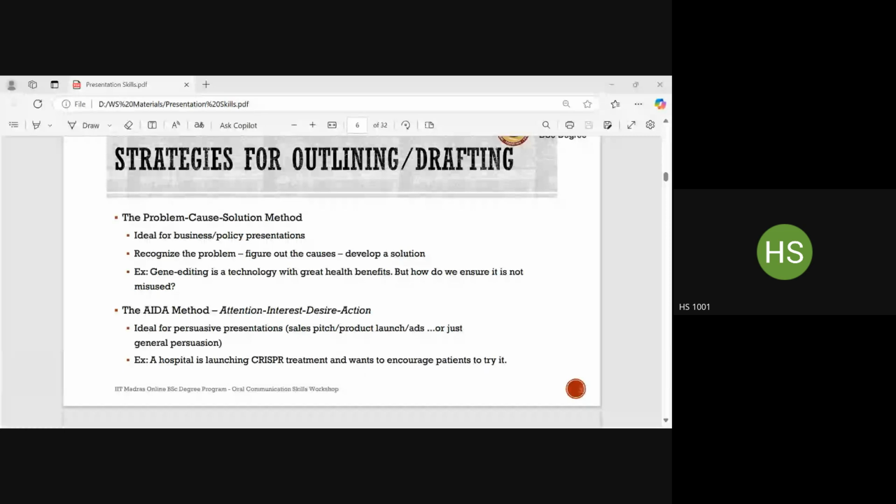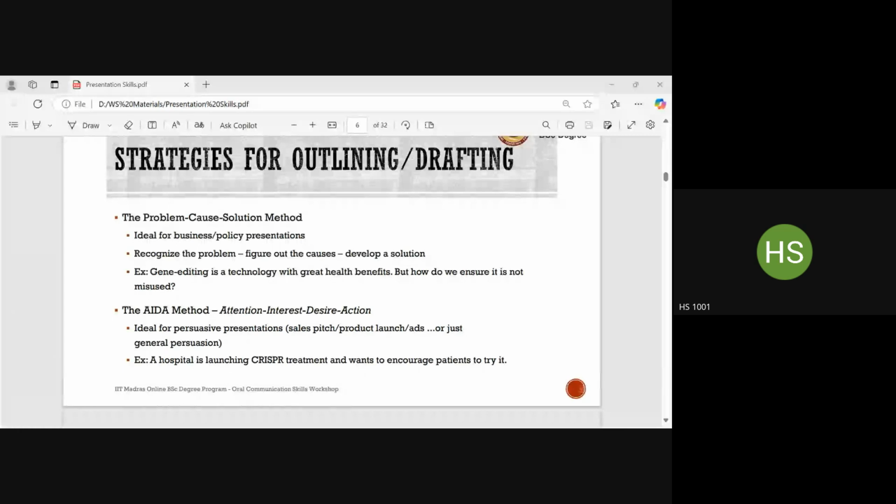What actually happens in the AIDA method? For example, you use this in a sales pitch, when you're launching a new product, and in advertisements. The first thing is that you need to grab the attention of the listener or the audience. You could do it with a jingle, a visual, a question, a promise, a price or an offer. You grab their attention.